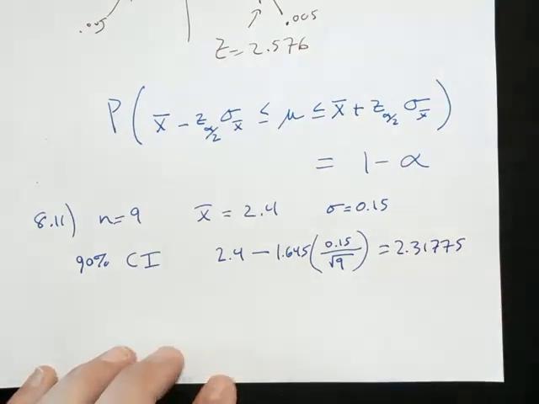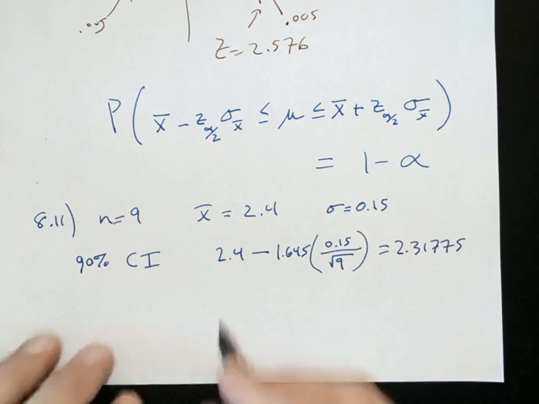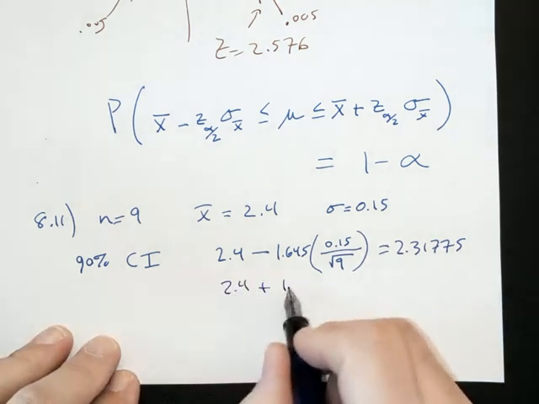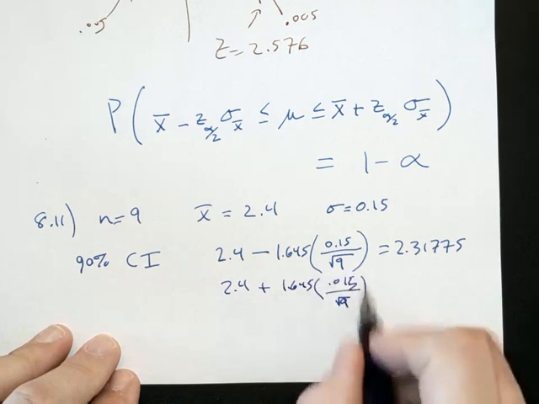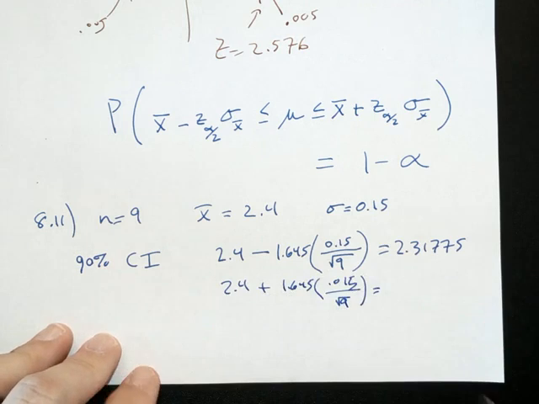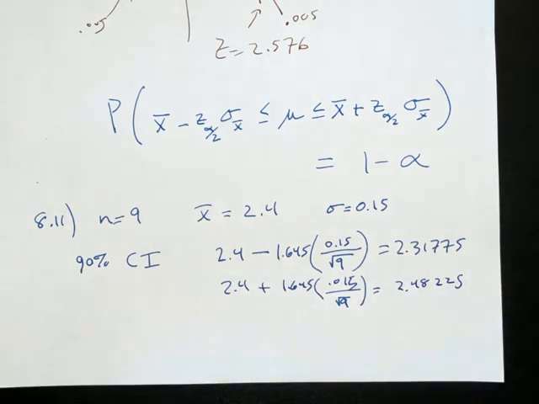Now, I would probably call it 2.32 because I only want to go one more decimal place than I was given for my measurement. But the more decimals you give me, I'm not going to be unhappy. And the upper limit, plus 1.645 times 0.15 over the square root of 9, is 2.48225. I'm 90% sure the overall average is between these two numbers. Even though I got 2.4 on the nose, there's some room for error.